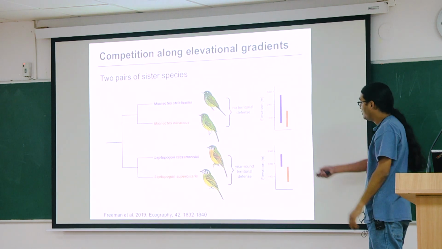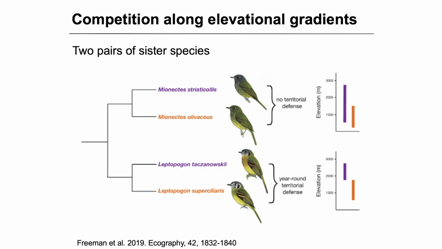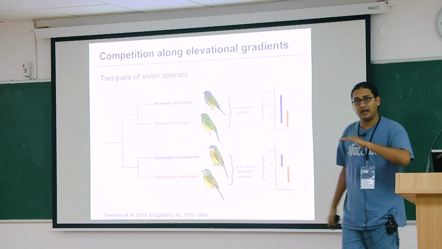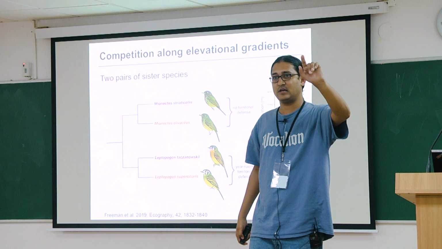When you look at the species that defend territories year round, the ones that defend territories compete very strongly. And there's no overlap in their elevation ranges. So below 1,800 meters, one species, above 1,800 meters, a different species.